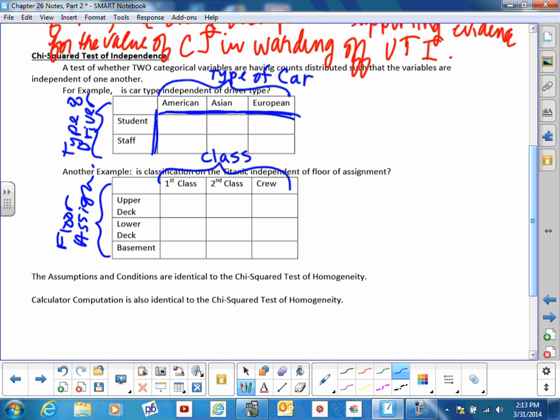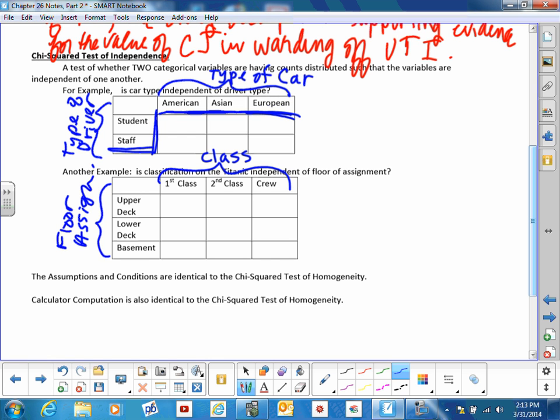I think that if we find there's a relationship, we might be more inclined to say, if you are a staff member, that's probably what's happening first. Your status as a driver is happening first, and then that's going to influence the type of car you drive. Well, if you're European, you're not a staff.